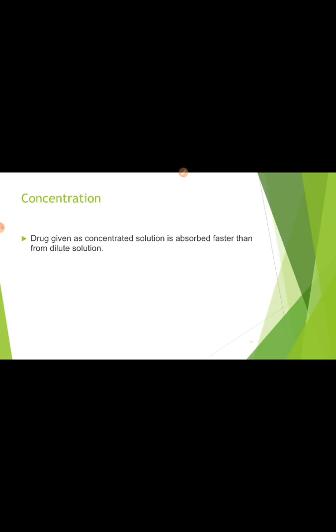A drug given as a concentrated solution is absorbed faster as compared to a dilute solution. Isn't it obvious? A concentrated solution gives a high percentage of that particular drug to that particular site. From that site, the drug gets absorbed into the blood plasma where the drug is 0%. So from 100% to 0% there will be transfer.